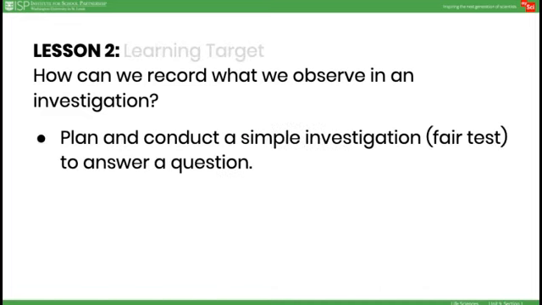By the end of this lesson, students will plan and conduct a simple investigation, including a fair test, to answer a question.